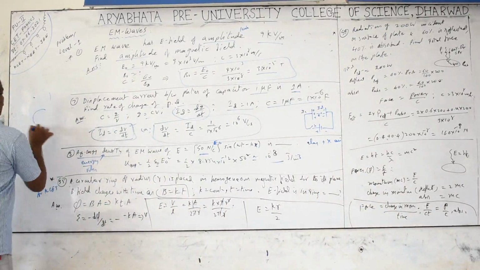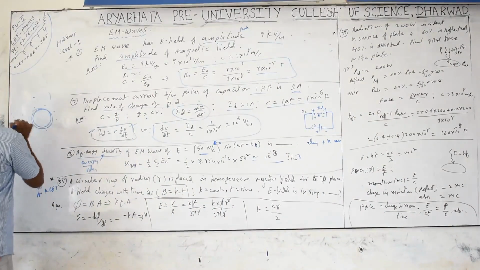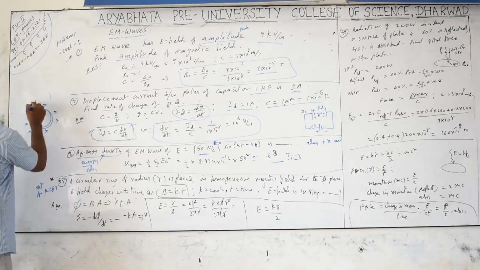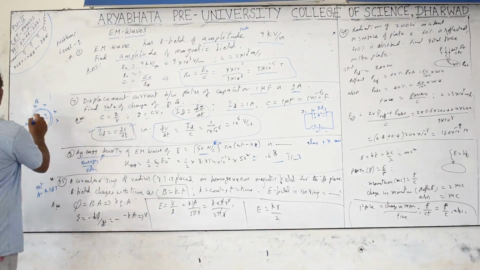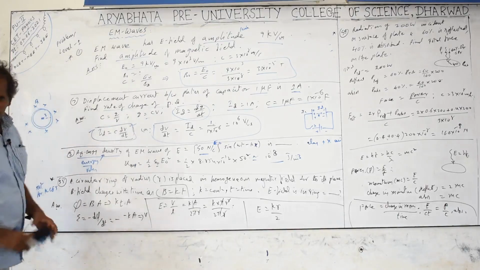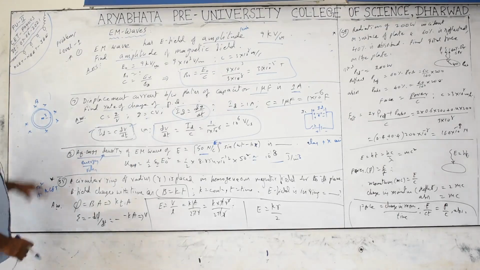Here is the circular ring, and the magnetic field is applied. I will take it as a cross: a cross means the field is going inward, and a dot means the field is coming out. This is the magnetic field, and this is the radius of the ring. When the flux changes, the metal ring is like a conducting loop, and a changing magnetic flux means an EMF is induced in it.